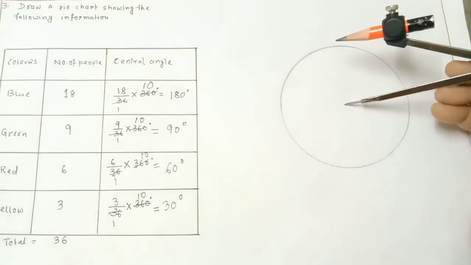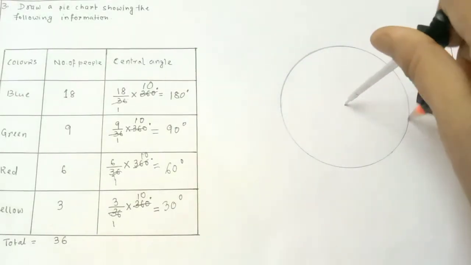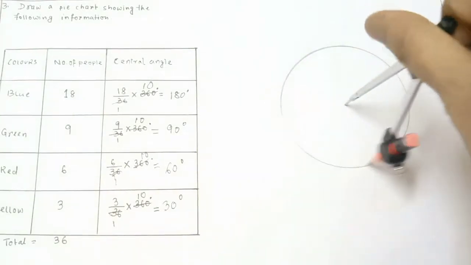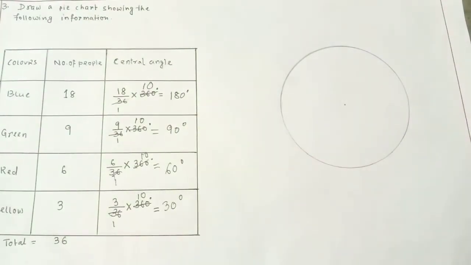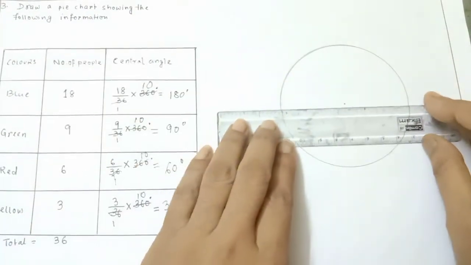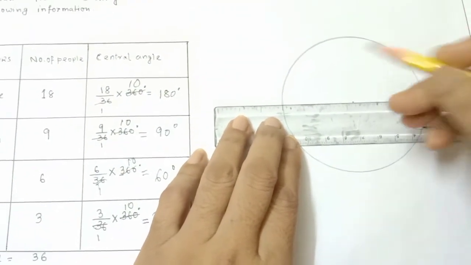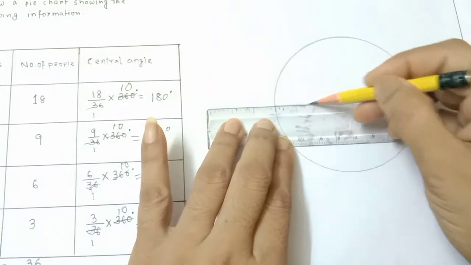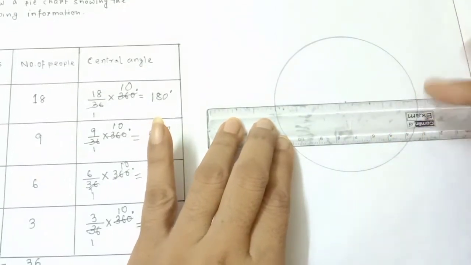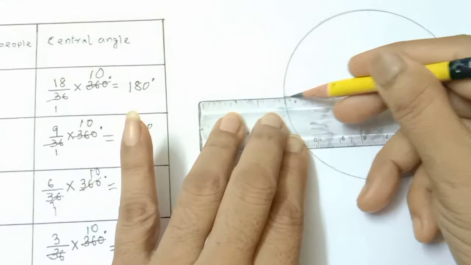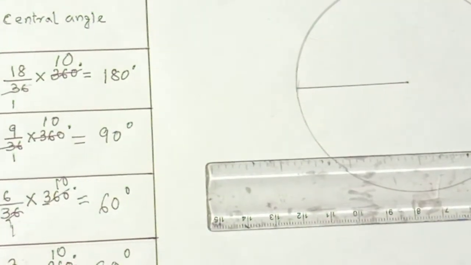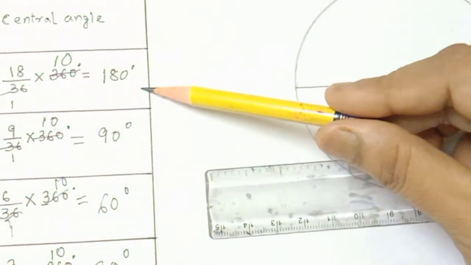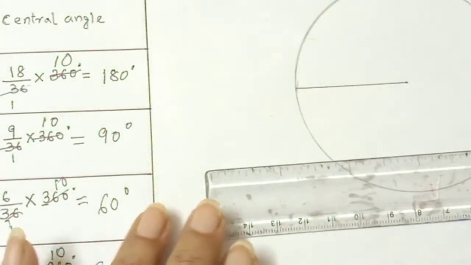First, take any radius and draw a circle. The first step of the pie chart is to draw a circle with any radius. After drawing this circle, take any radius, one line, from the center to the circumference, draw this line. That means draw a radius. And for blue color, the central angle is 180 degrees. So you need to draw 180 degrees first.